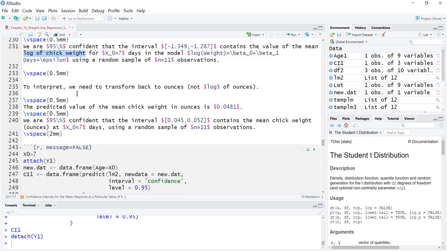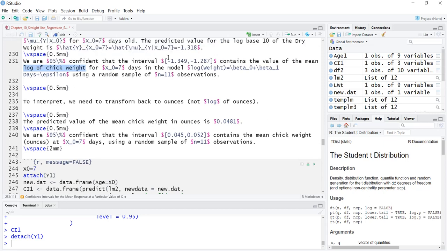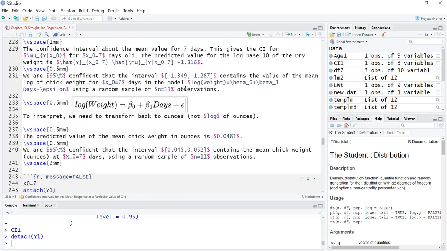All right. To interpret, we need to transform these values back to ounces, back to the original weight instead of the log of the weight. So to do that, if we have the log, we need to go e to that. So we take e of this value, or I'm sorry, we take 10 raised to this because it's not log base e, it's log base 10. So we take 10 and raise it to the negative 1.318. And when we do that, we get 0.0481. How does that compare to our actual data?